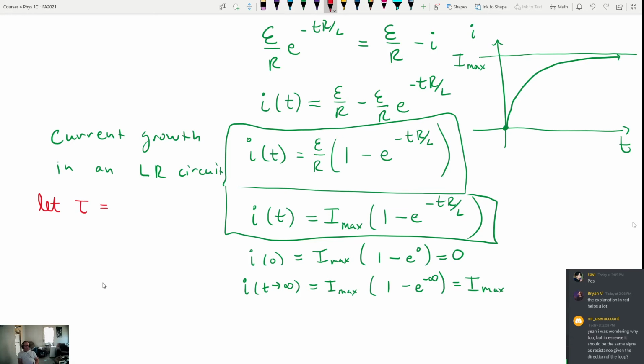Does that all make sense? We've done this kind of thing before, so I guess I would understand if it makes sense. So let's define tau to be equal to L over R. We're going to call this our time constant. It's going to give us a way to understand exactly how long it takes for the current to build up right here.